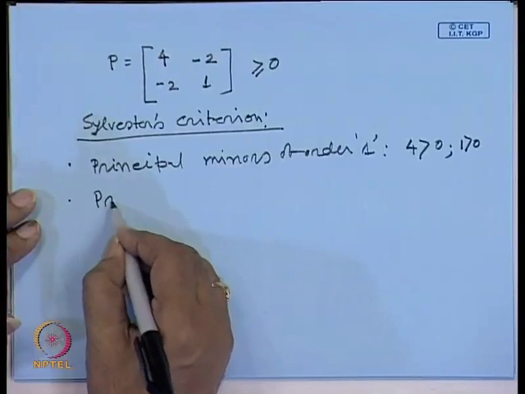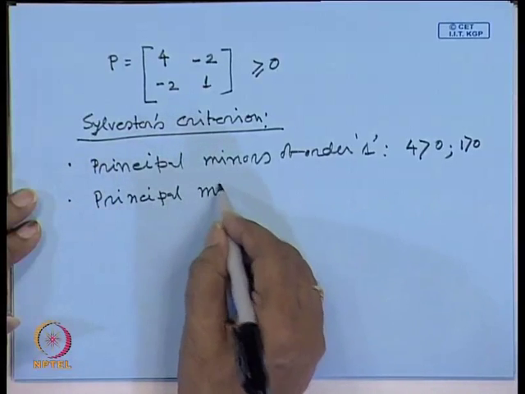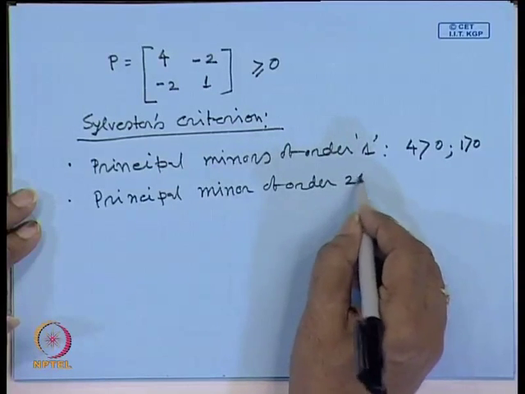So, the principal minor of order 2. When we have to check semi-definite, positive semi-definite or negative semi-definite, we have to consider the principal minors. When only positive definite matrix or negative definite matrix, we have to test it using Sylvester criteria, we have to consider leading principal minors. We know how to find out the leading principal minors.